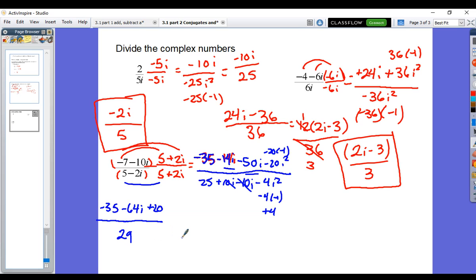So as far as what needs to be done, we're good. We got rid of the i in the bottom, but let's go ahead and reduce this. So negative 35, sorry, plus 20, because this is negative 15. And then minus 64i all over 29. And that's it. That is our final product, y'all.